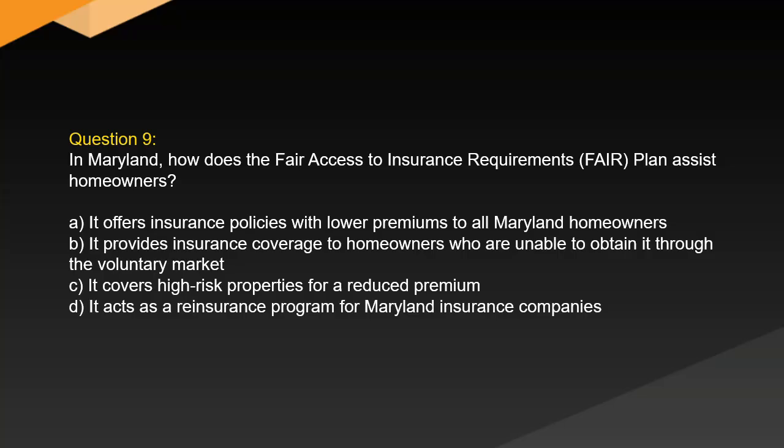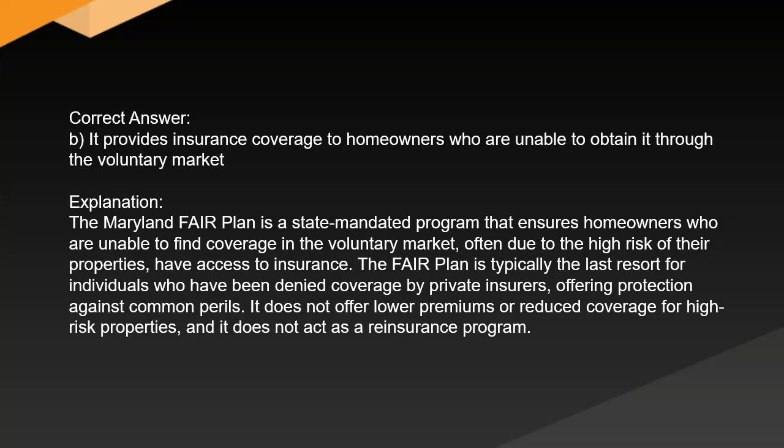Question 9. In Maryland, how does a Fair Access to Insurance Requirements (FAIR) plan assist homeowners? A. It offers insurance policies with lower premiums to all Maryland homeowners. B. It provides insurance coverage to homeowners who are unable to obtain it through the voluntary market. C. It covers high-risk properties for a reduced premium. D. It acts as a reinsurance program for Maryland insurance companies. Correct answer: B. It provides insurance coverage to homeowners who are unable to obtain it through the voluntary market.